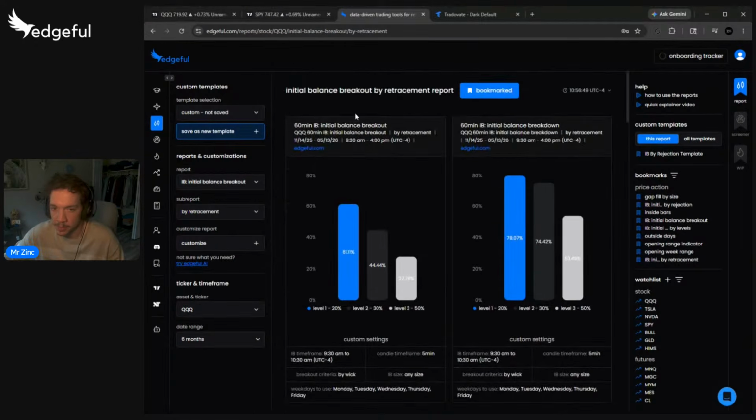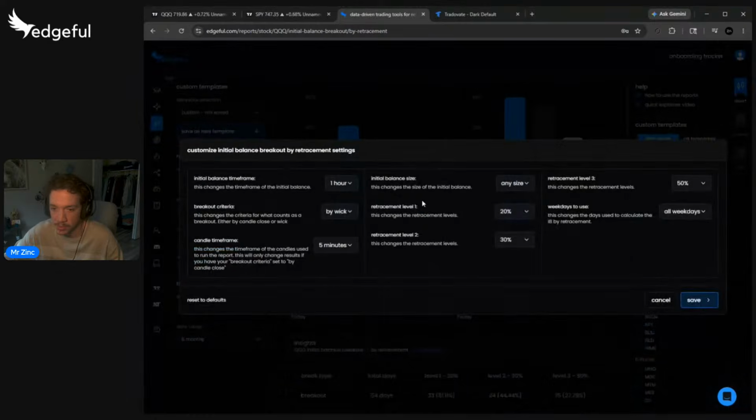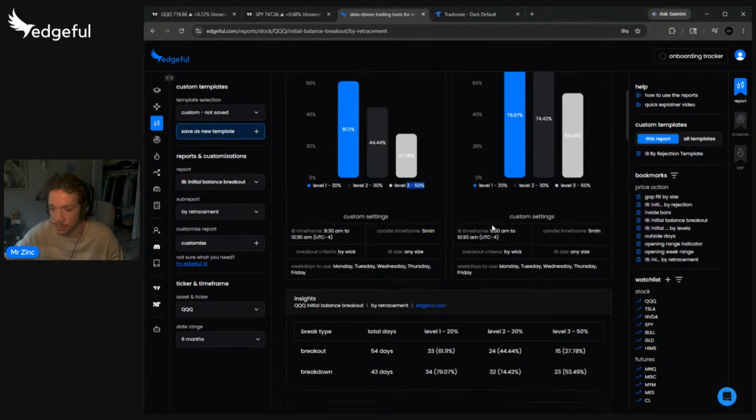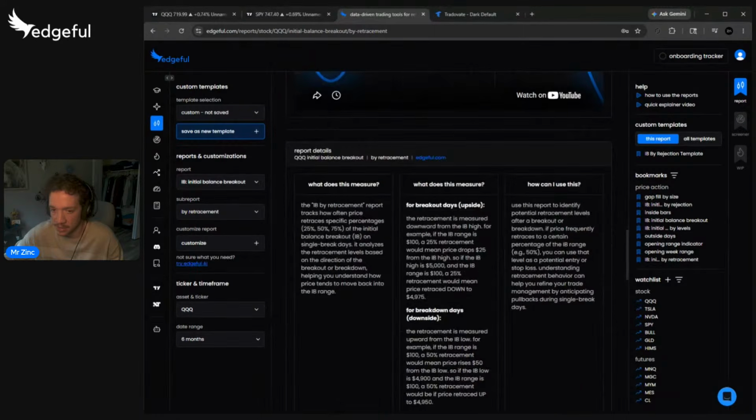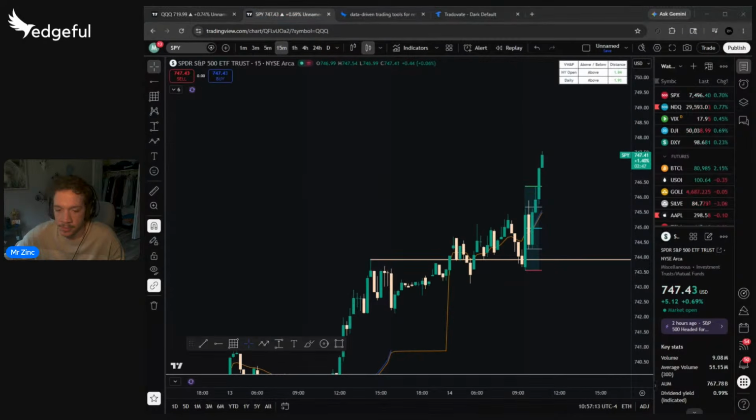The initial balance by retracement report tells you the odds that you have a continuation, a reversal back to 20%, 30%, 50%, or you can customize it to whatever retracements you want. You can add them. These are the ones that come pre-programmed. And it's not a very often stat. Doesn't happen very often.